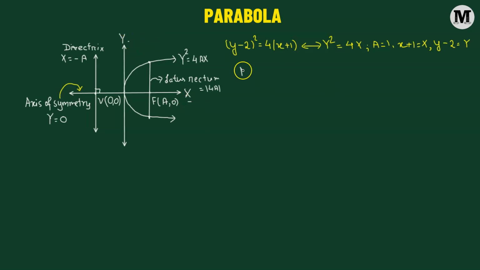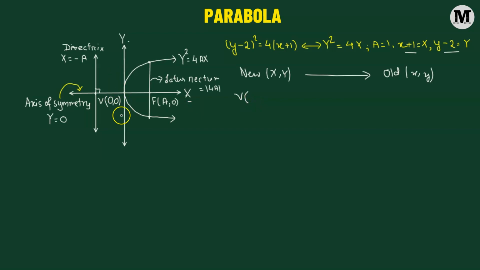So we are using the new coordinate system x, y. However, our goal is to transform it back to the original coordinate system, that is x, y. All we have to do is make use of these two substitutions. So we'll start with the vertex of the parabola.